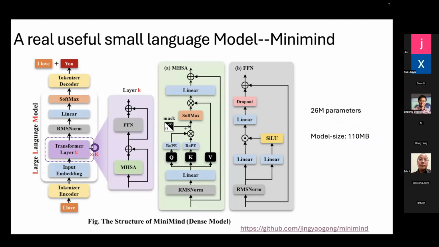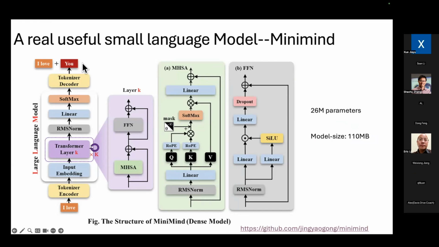The GPT-2 I showed you is only for classroom demo, to explain the concept. But this one you can really pick up for real work. As you can see, the architecture is almost the same. We have the tokenizer encoder, embedding, transformation layers, then finally softmax, then the tokenizer decodes back to get the output.